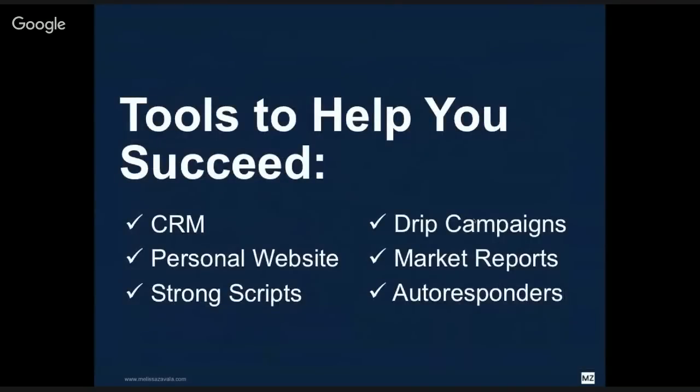The tips and tools to help you succeed, of course, are a good CRM, some good drip campaigns, some market reports, some autoresponders, which you can actually set up through your MailChimp or any of those products. Autoresponders are those automated emails that go out at regular intervals to follow up. Market reports will do that too, and your property alerts will send out stuff when new listings come on the market. Have a good, strong personal website, even if it doesn't have IDX and homes for sale. You definitely want people to go to your website, because that will build trust.